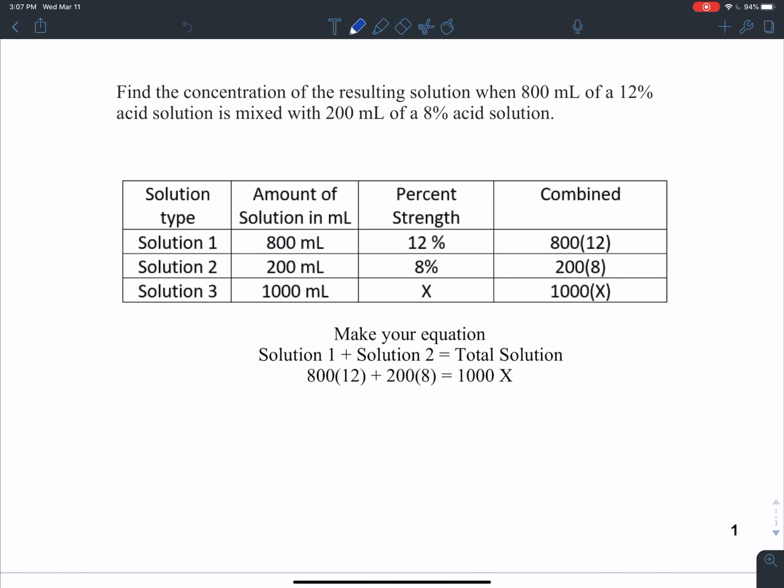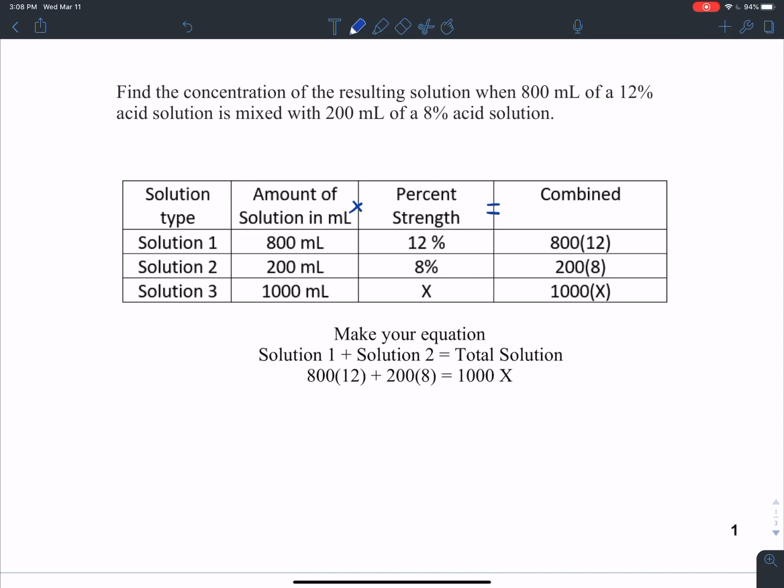So we typically use tables to organize what's going on. In the first row, under solution type, we typically just name them solution 1, 2, or 3. If you'd like to name them based on information in the problem, you can. We also need the amount of solution in milliliters, the percent strength, and then combined, which we'll always get from doing multiplication with those first two columns.